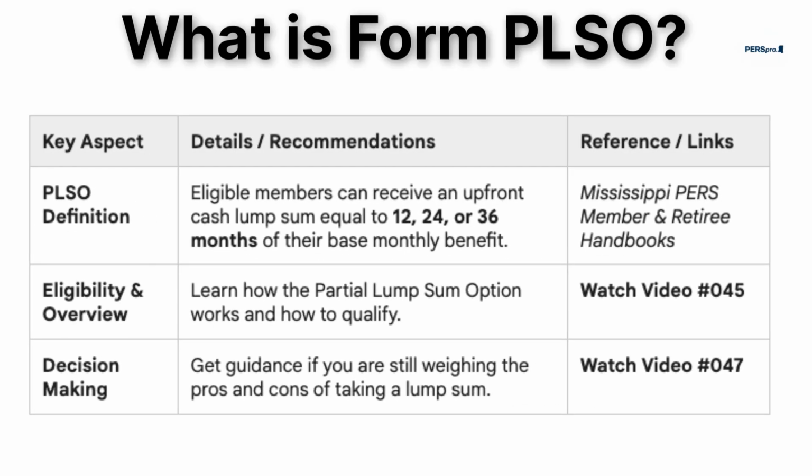Before we begin our review of the form section by section, let's look at exactly what Form PLSO does and the timeline you need to be aware of. As outlined in the Mississippi PERS Member Handbook and Retiree Handbook, the partial lump sum option allows eligible members to receive an upfront cash lump sum equal to 12, 24, or 36 months of their base monthly maximum retirement allowance.